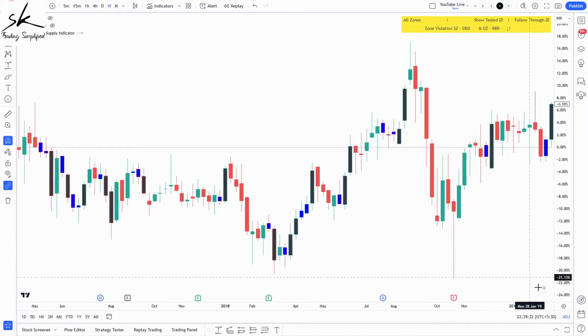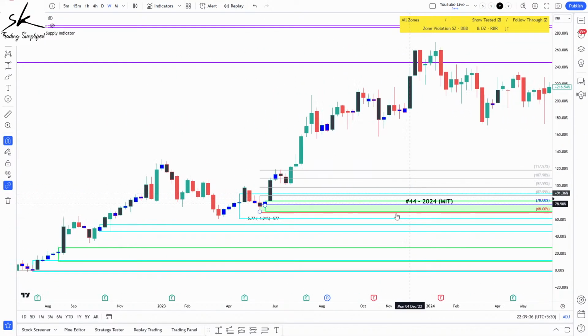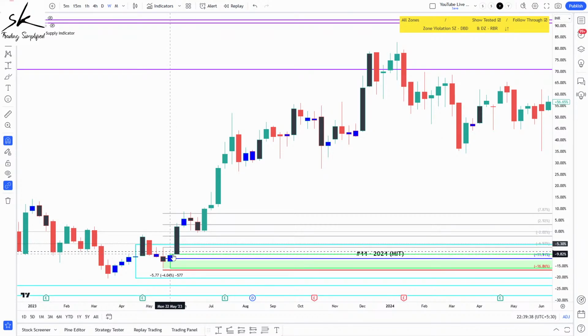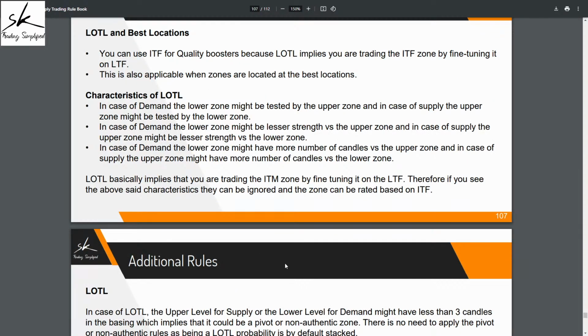If I go back to the intermediate, you can see that if I wanted to trade this zone by the wick to wick method, my entry would be a little higher. Body to wick would still have been a little higher, but now I have been able to fine tune my entry, and I'm trying to take a deeper entry into this zone, but basically it's the same area. So what you need to remember is, since you're trading the intermediate time frame zone by fine tuning it on the lower time frame, if you see the above characteristics, you can ignore them and do the rating of the zone based on the intermediate time frame.